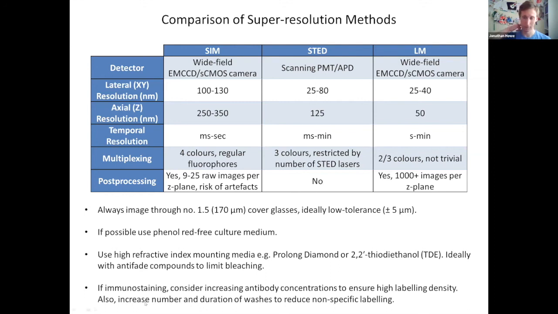Finally, if you're considering immunostaining, it's a good idea to increase antibody concentrations to ensure the labeling density is as high as it can be. Obviously, if you're using more antibody during the labeling steps, it's wise to also increase the number and duration of the wash steps following the antibody incubation. But this can really have a big effect on your achievable resolution.